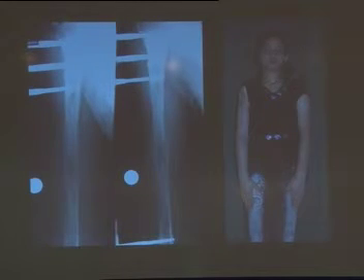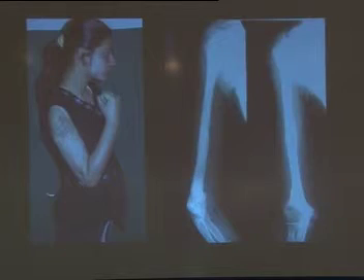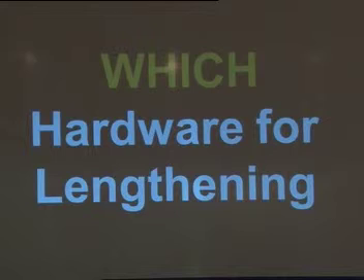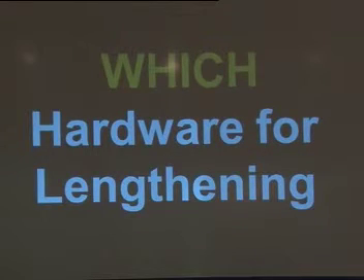As you can see, I have added some pins. There were only 2 at the beginning. I have added 1 more, and now her upper limb lengths are equal and her function is completely restored. Now, which hardware can we use for lengthening?